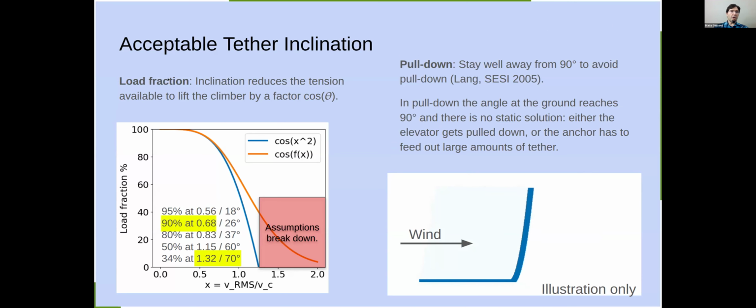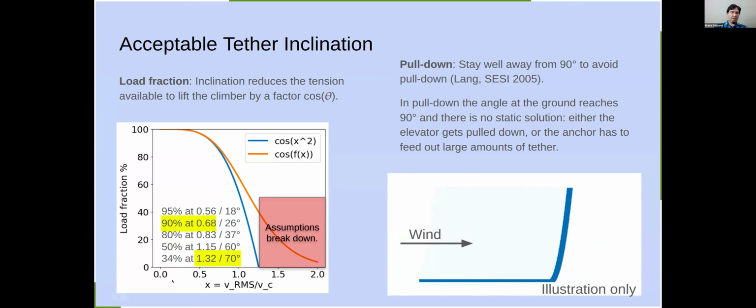The first one I call load fraction. As the tether becomes more and more inclined, the vertical component of the tension becomes a smaller and smaller proportion of the total tension. There's going to be a cosine theta factor that will make the vertical tension decrease as you incline the ribbon. So if you want to have most of your tension available for lifting the climber, you're going to have to keep that load fraction pretty high, keep the inclination low.